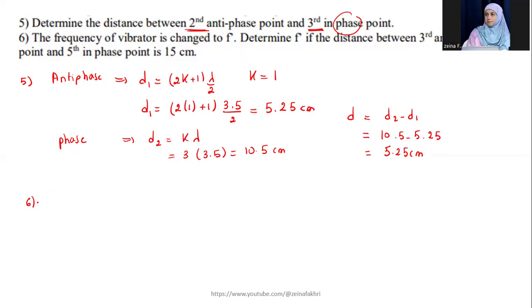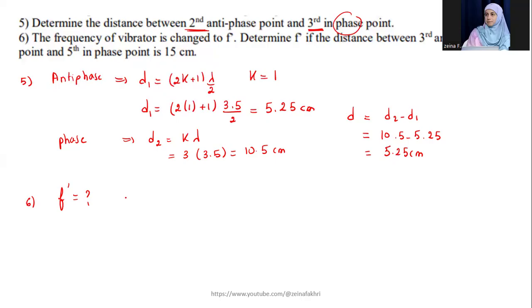Now, part 6. The frequency of the vibrator is changed to F prime. So now we change the frequency. Determine F prime. So we have to find F prime, equal to how much, if the distance between the third antiphase and the fifth point in phase is 15 centimeter. Now we have to pay attention to something. In order to think about it, we always start with the unknown. I have to find F prime.